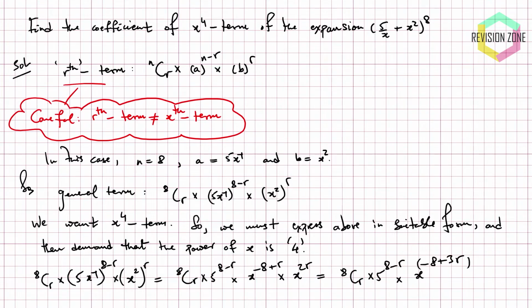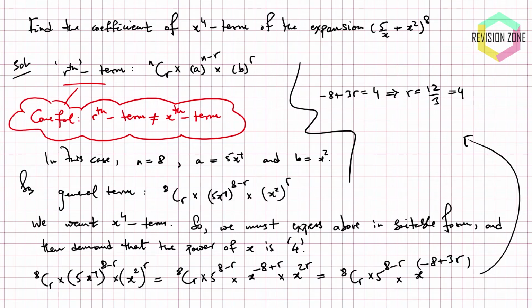So we now have our rth term formula, which is giving us x to some power, and we need to choose r such that we get a power of 4 here. We can do that by just setting up an equation. Our power is minus 8 plus 3r, and we want that to equal 4. When we set that equal to 4, we can solve for r. We take the 8 to the other side, 4 plus 8 is 12, and then we divide by 3, so r equals 12 over 3, which is 4.